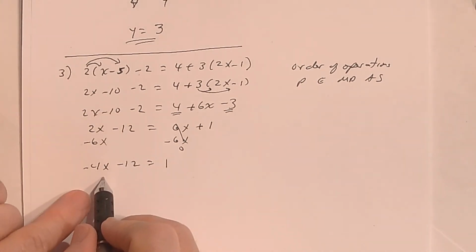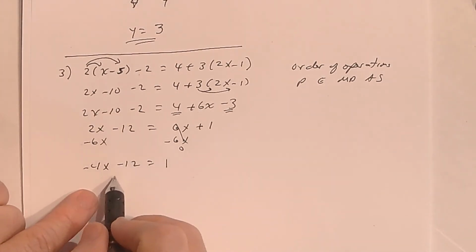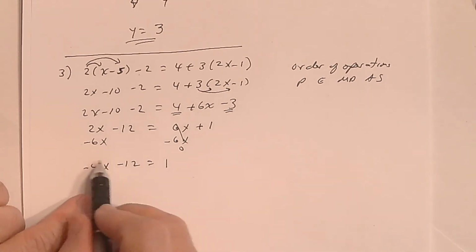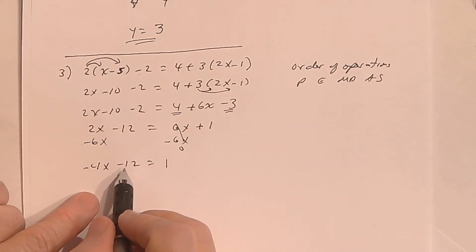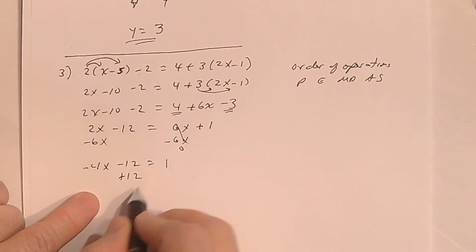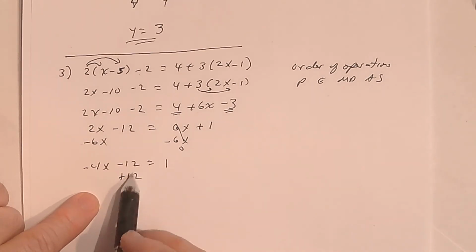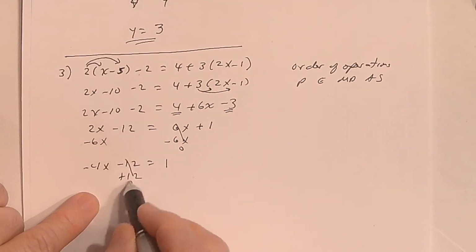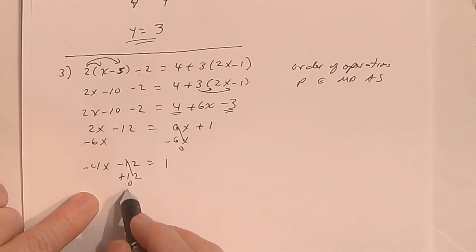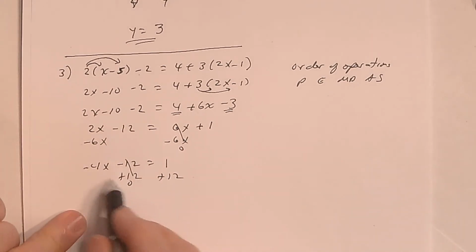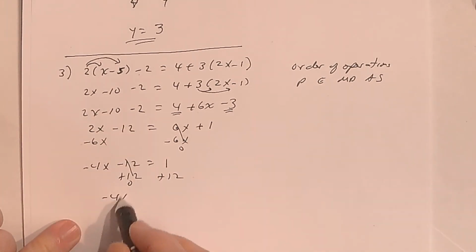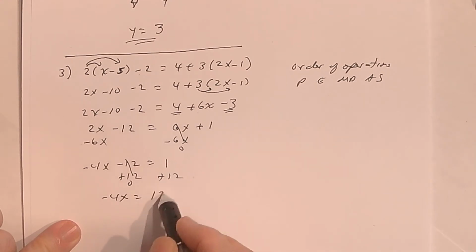Okay, so now the next step when solving a linear equation at this point, since I already have the variable term by itself on one side, let's get rid of this constant. So right now I'm subtracting 12. The opposite is to add 12. And always think about this: the reason you're adding 12 is because you want this to be a 0. And a negative 12 plus 12 is 0. But what I do to one side, I do to the other. And so notice I get negative 4x equals 1 plus 12, which is 13.